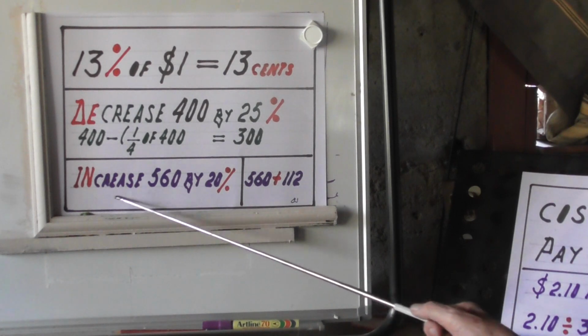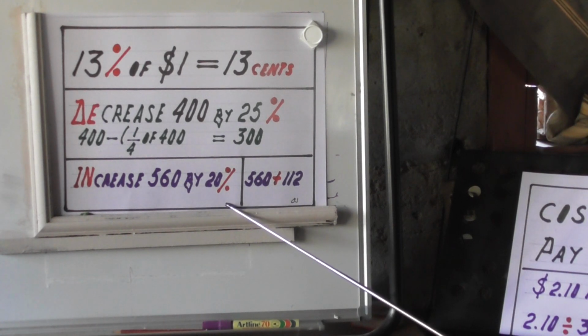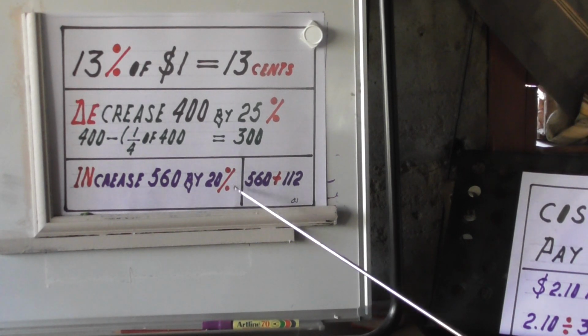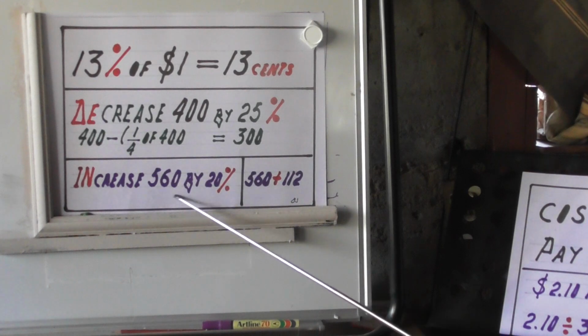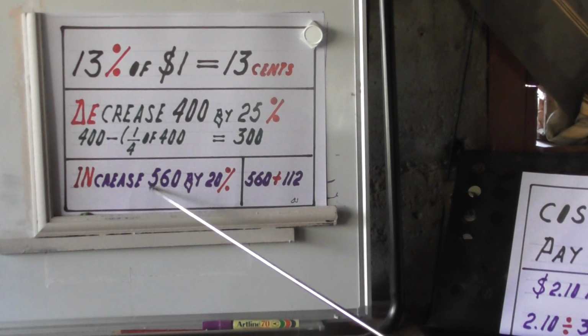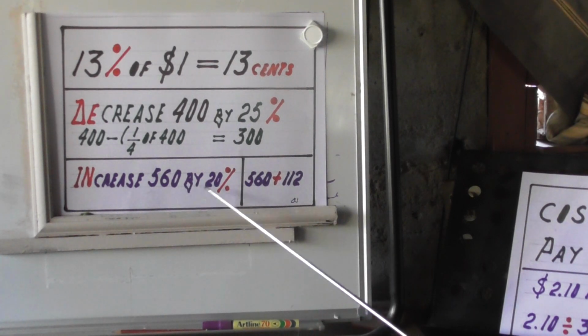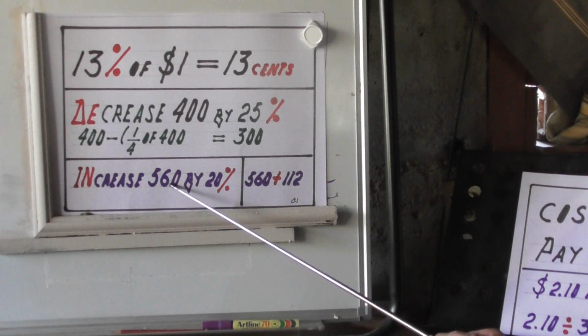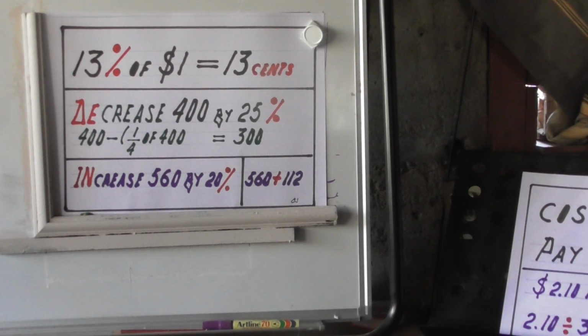This is the opposite. Increase 560 by 20%. Standard fraction of 20% is a fifth. So we have to increase this by a fifth. How many fives in 5? 1. How many fives in 6? 1, 1 left, 2. So a fifth of this is 112. And because it is increased, plus.